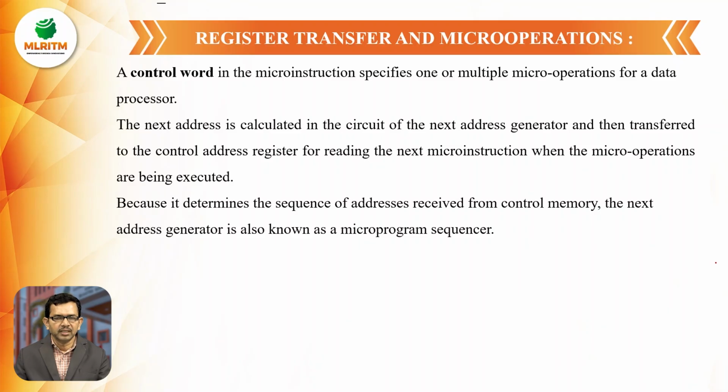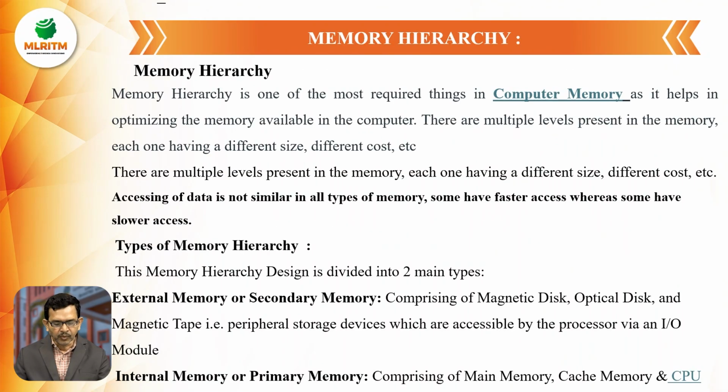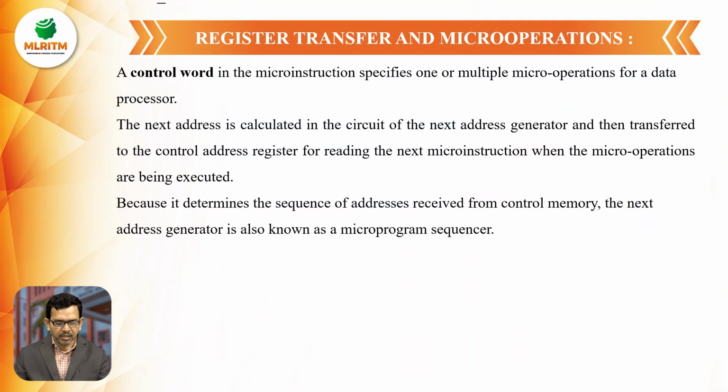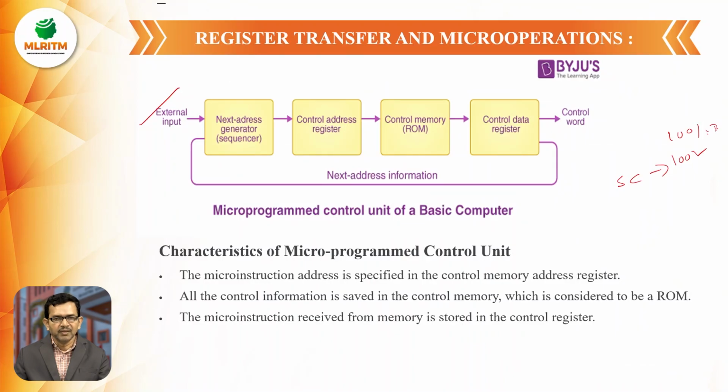Once the address is generated or finalized, it is immediately transferred to the control address register, where we find the next microinstructions. Because it determines the sequence of addresses received from the control memory, the next address generator is also known as the microprogram sequencer. That way we will try to see the difference when we compare hardwired and microprogrammed control.